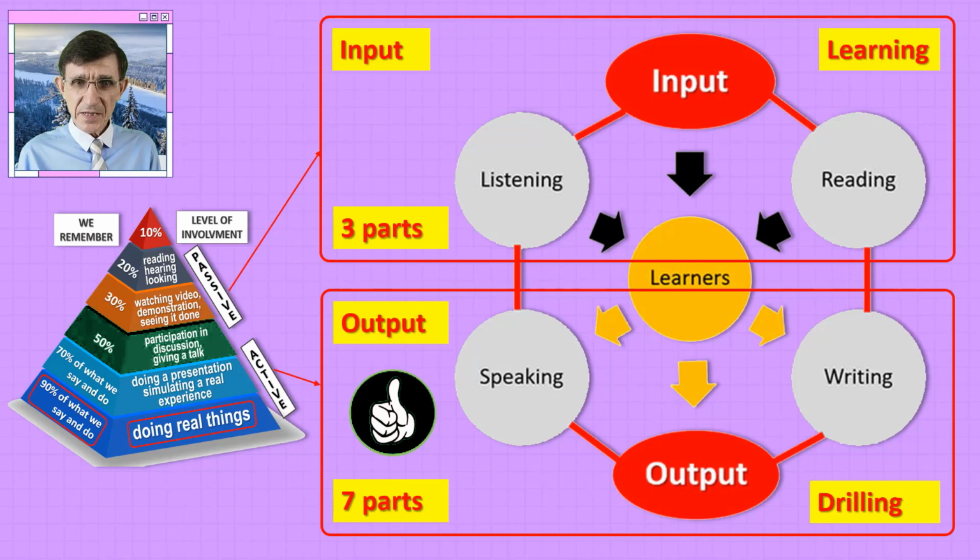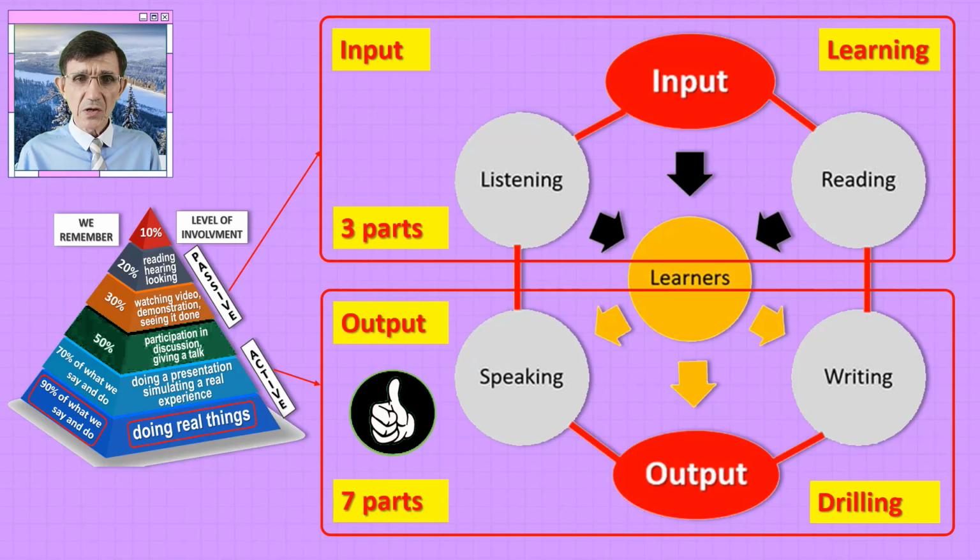As you can see, in order for a learning intervention to be successful, there should be 3 parts of input stage and 7 parts of output stage. It means that you should write and speak much more than you listen and read. It means that in your learning process there should be enough drilling sessions so as to activate long-term memory mechanisms.